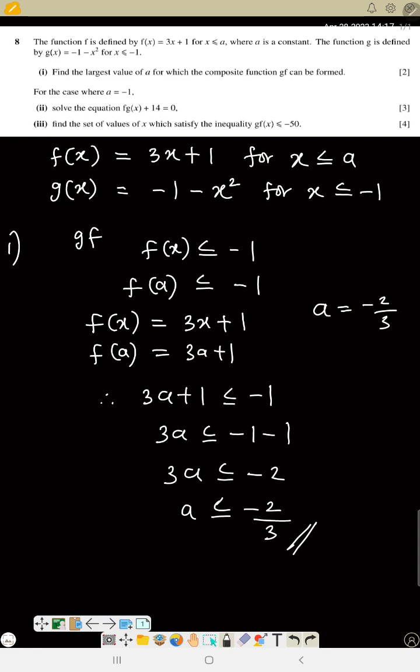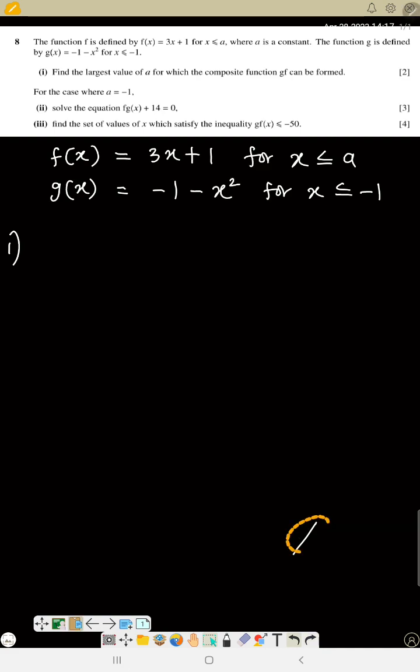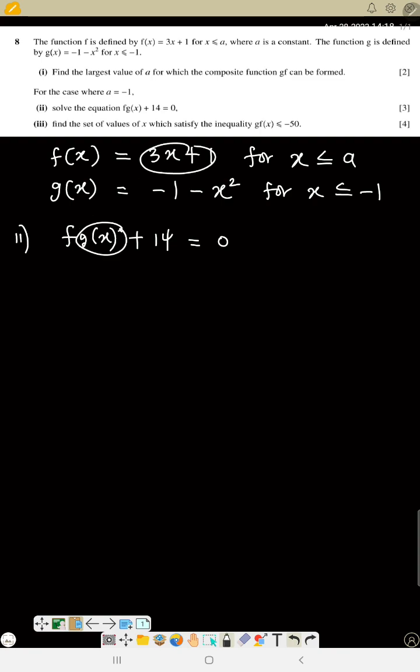So now the second one, so just go short and precise. Second question. Solve the equation f of g of s plus 14 is equal to 0. It means g of s is inside f of s. So all these results, put it inside x for f of s.